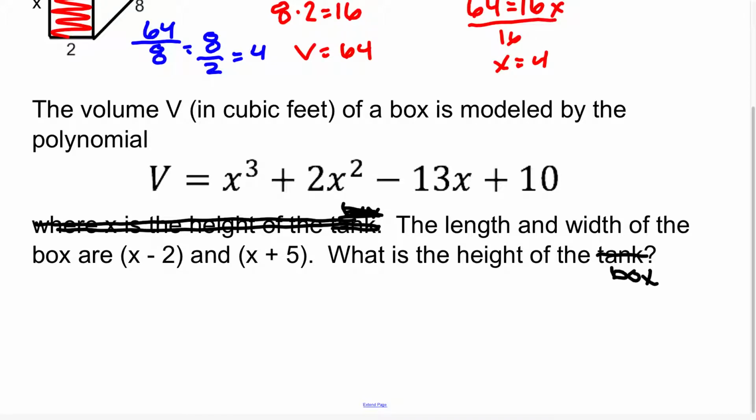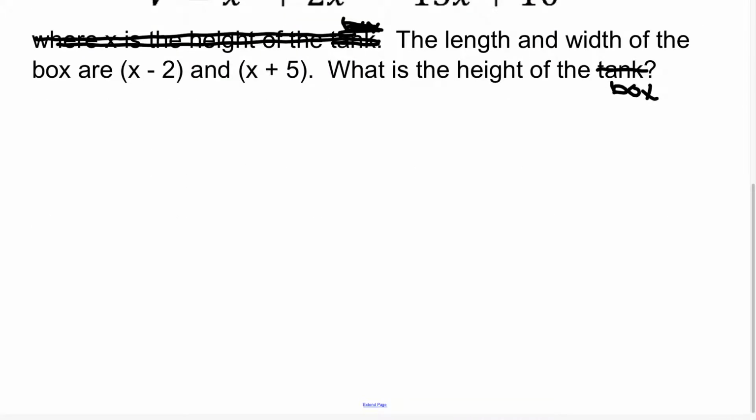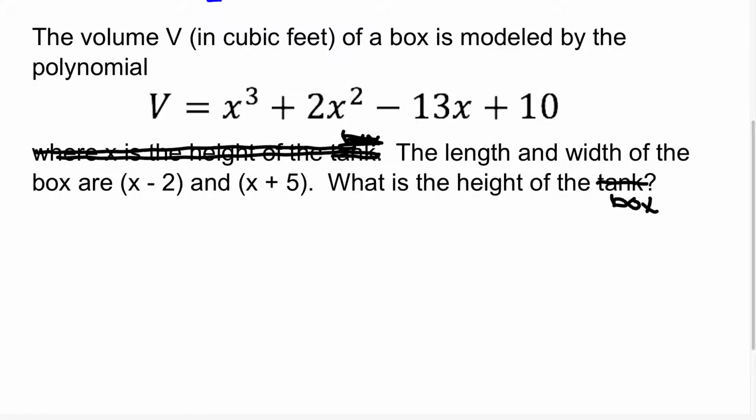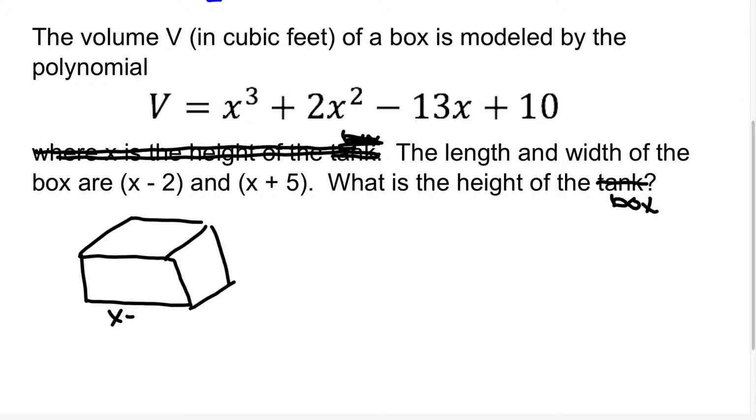Okay. So that's the volume. The length and the width of the box are x minus 2 and x plus 5. What's the height? Okay. So what we know is I could draw myself a little box, right? Whatever you consider length and width, this is x minus 2 and this is x plus 5. And I'm trying to find that height.